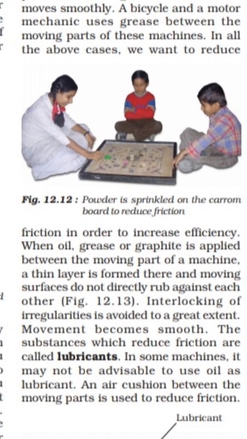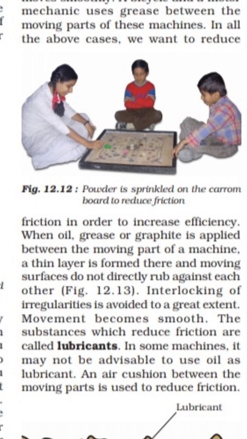The substances which reduce friction are called lubricants. Here 2-3 examples are already mentioned: oil, grease, graphite. These are lubricants. In some machines, it may not be advisable to use oil as a lubricant. An air cushion between the moving parts is used to reduce friction.